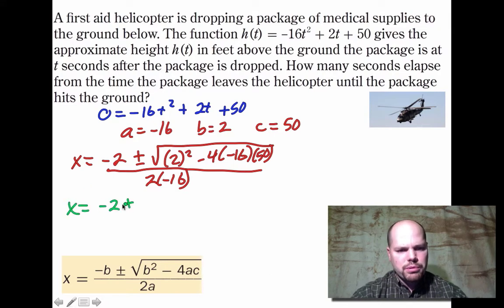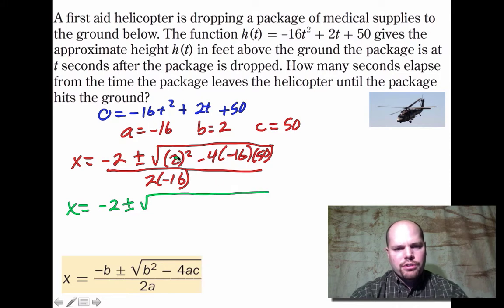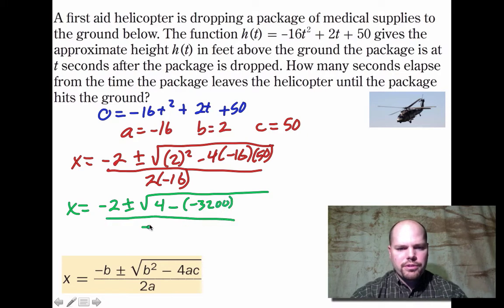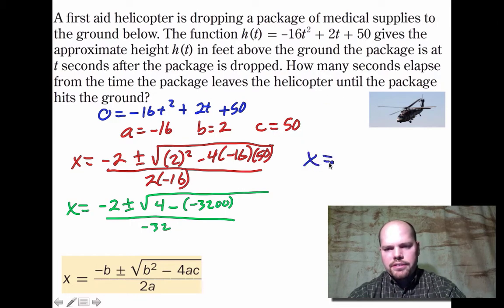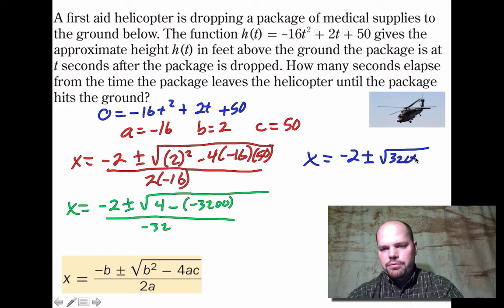So negative 2 plus or minus, 2 squared is 4. Minus, we're going to get minus a negative 4 times negative 16 times 50, that's going to be negative 3200, all over negative 32. Then we're going to have x equals negative 2 plus or minus the square root of 4 plus 3200, so 3204, all over negative 32.